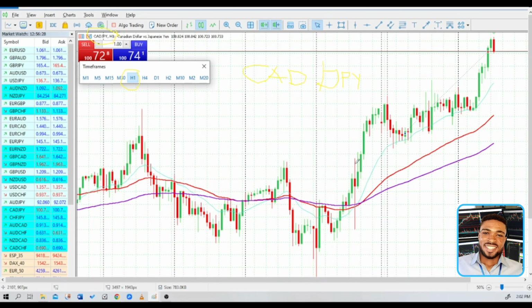So how did I take this trade? The other one, I took it based on support and retracement, okay? Based on the trending market, the market retraced back, and I took the trade.